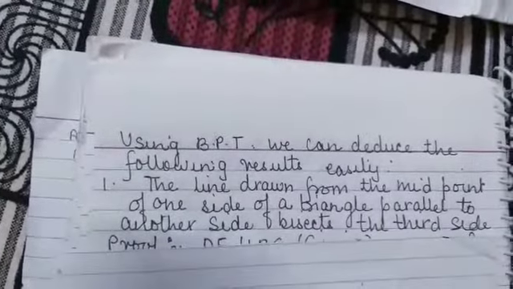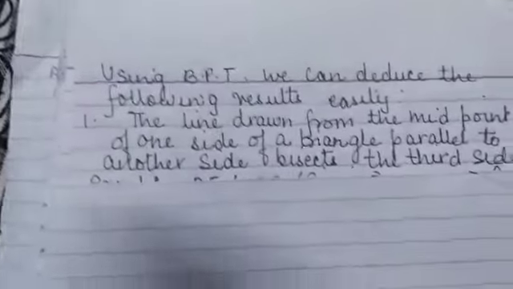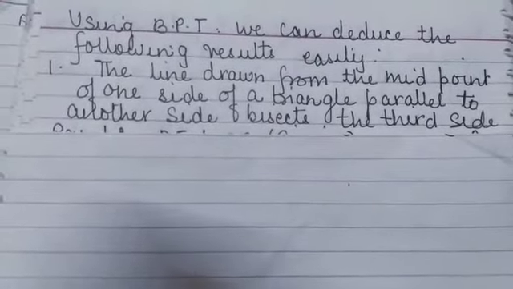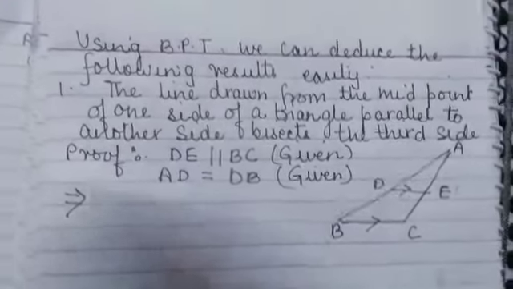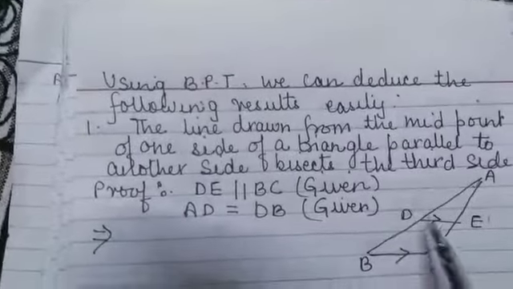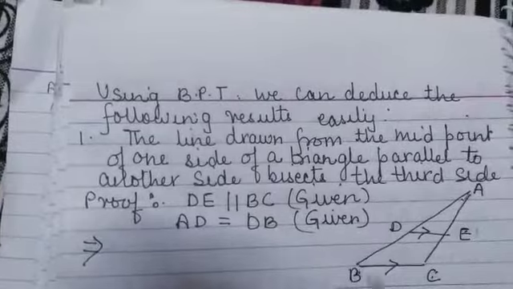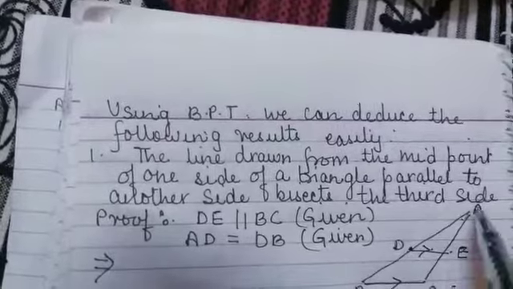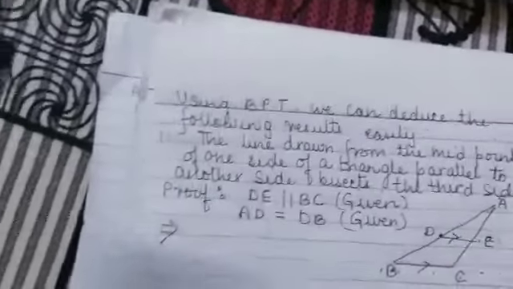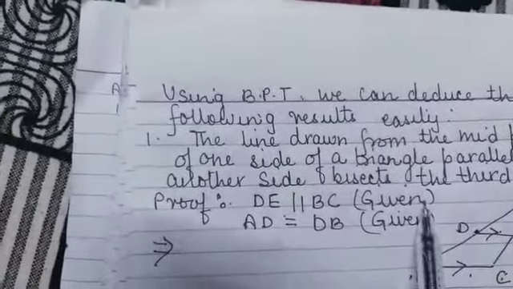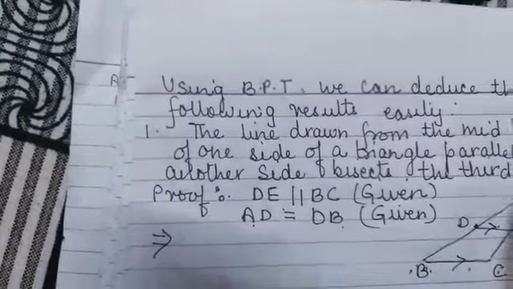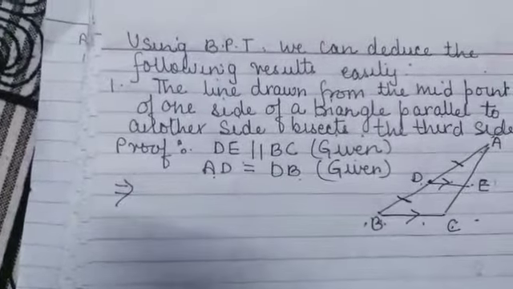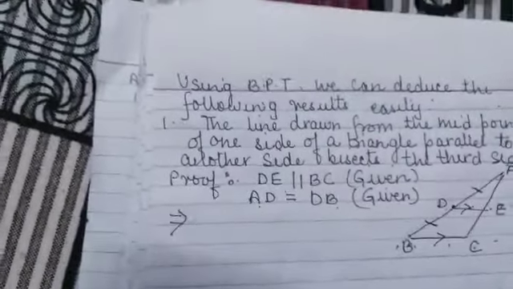Now, the line drawn from the midpoint of one side of a triangle parallel to another side bisects the third side. Let ABC be the triangle. DE is parallel to one of the sides, and D is the midpoint of AB. So DE is parallel to BC. It is given to us. AD is equal to DB. This is also given to us. Midpoint means AD is equal to DB.